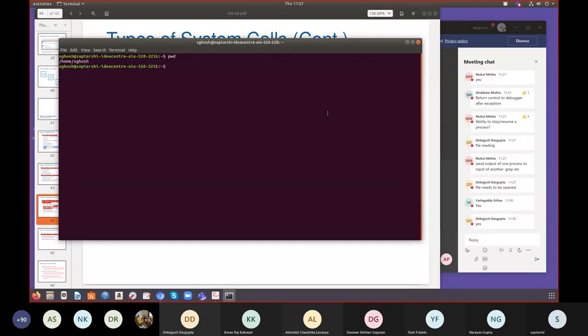Okay. Suppose I want to do a very simple task. If I do an ls, it will tell me how many folders or files are there in this current folder. I want to count how many files are there. Of course, here there are only a few files or folders, I can count by hand. But suppose you have a folder having thousands of files. I want to count how many files are there. What is a good way of doing it?